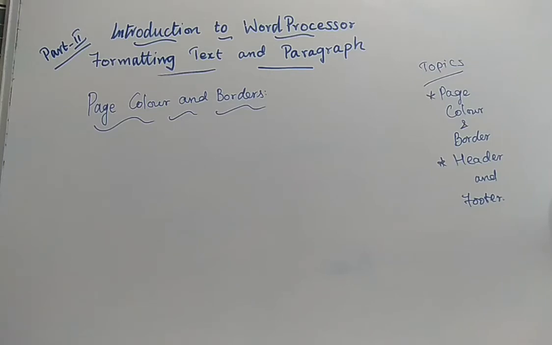Next we finished the page formatting. In that we have discussed how to change the page size, page margin, and then we finished orientation and what are the types of orientation. And in this class we are going to see page colors and borders. Next we are going to have the next topic. It is nothing but your page colors and borders.